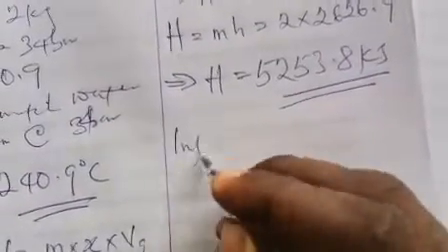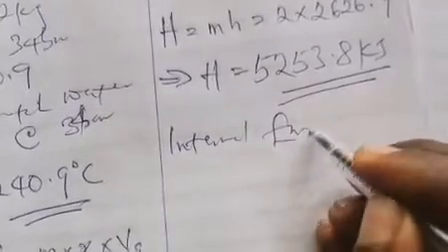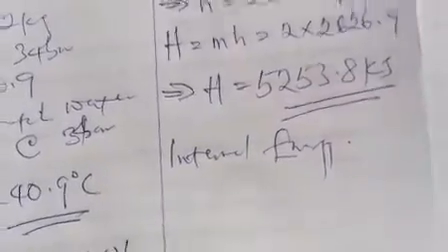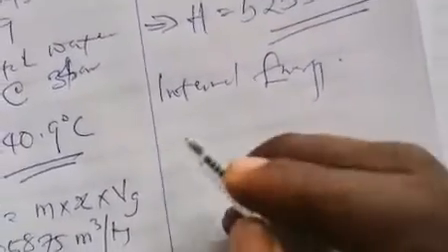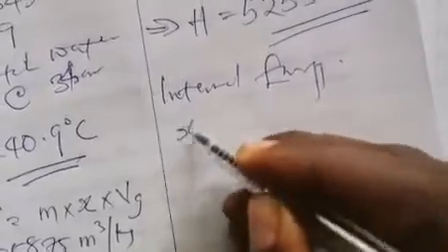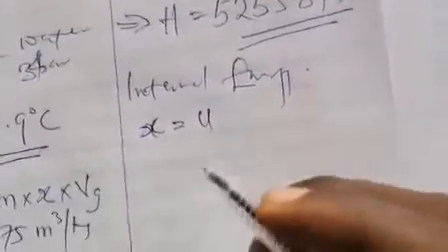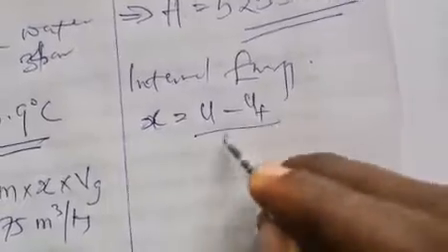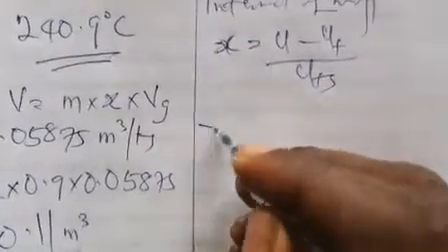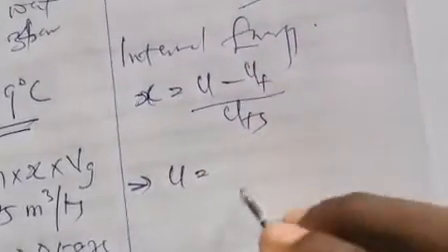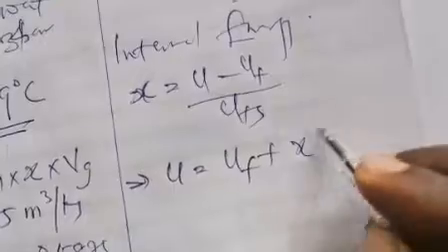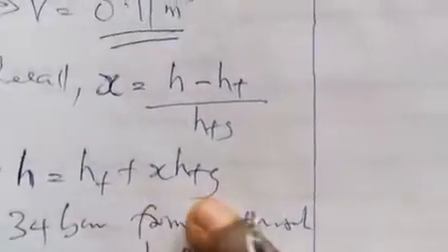Internal energy. We know the relationship; it's still the same formula. The only thing that changes is the thermodynamic property. X is equal to specific internal energy minus internal energy of the fluid, all over UFG. So we can make specific internal energy the subject: U is equal to UF plus X UFG. It's basically the same formula, and the only thing that changes is the thermodynamic property.